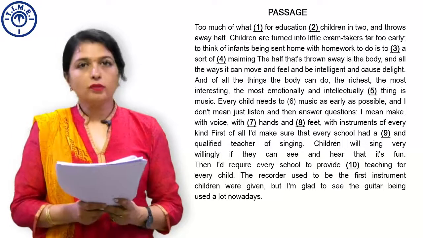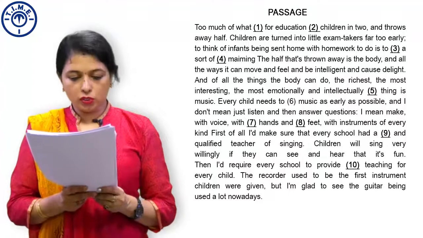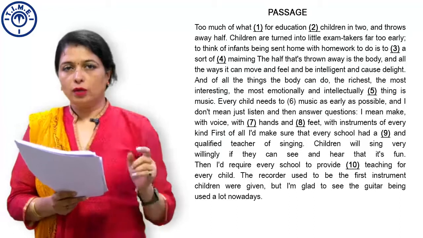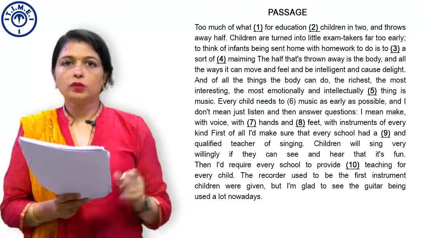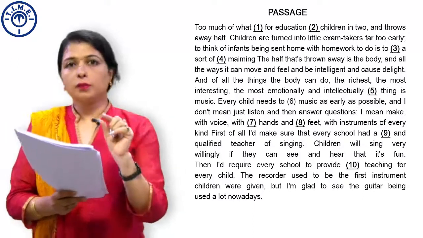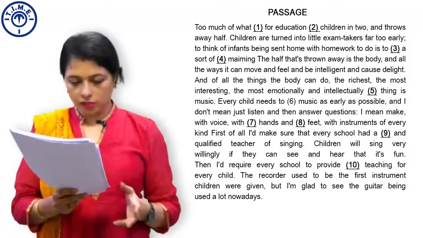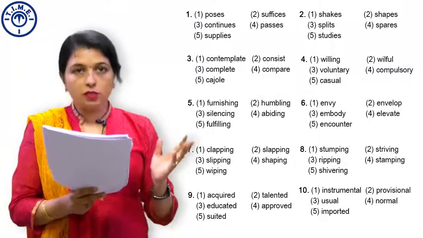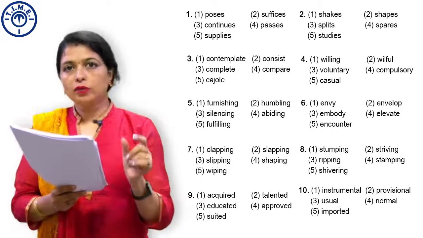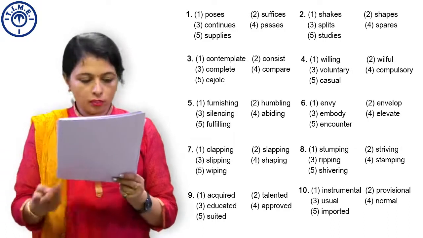So, let us take a look at the first set of options given for the first blank. Too much of what? Dash for education, dash children in two. Now, consider the preposition for. A short while ago, I mentioned the words grammatical clues and grammatical connectors. Now, there is a clue over here. The preposition for is to be used with a verb to form a phrasal verb. Now, among the choices given to you, poses, suffices, continues, passes and supplies, the only verb that can form a meaningful phrasal verb with the preposition for is passes.